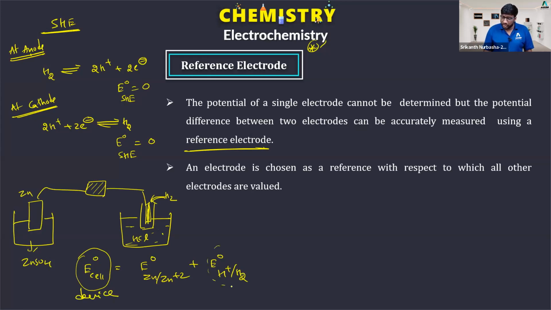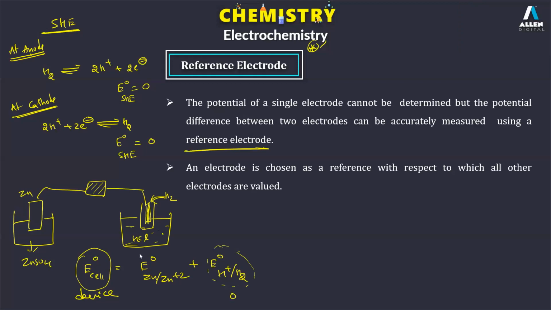E naught of H plus to H2 is assumed to be how much? 0. So can I calculate E naught of Zn to Zn plus 2? Yes. Whatever value of E naught of Zn to Zn plus 2 you are measuring is not the absolute value; it is the value assigned with respect to the standard hydrogen electrode. That point you should note.